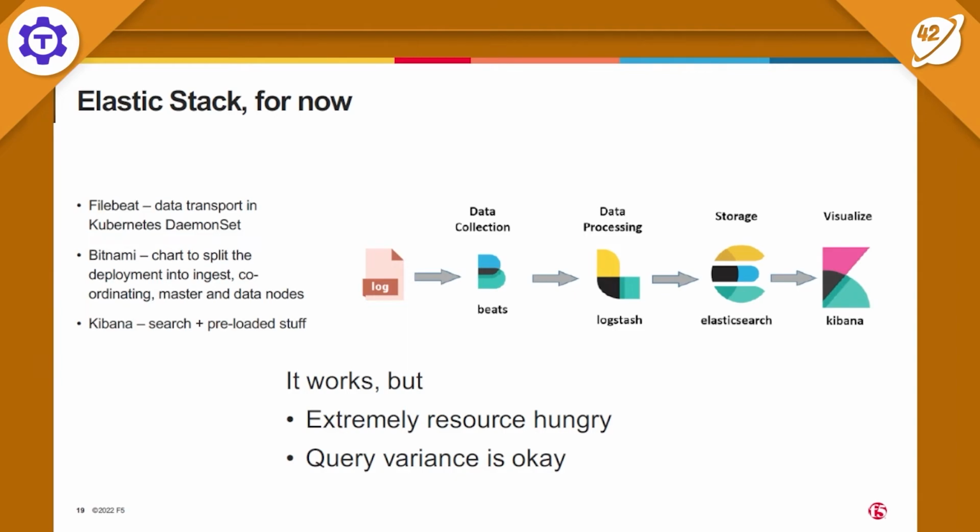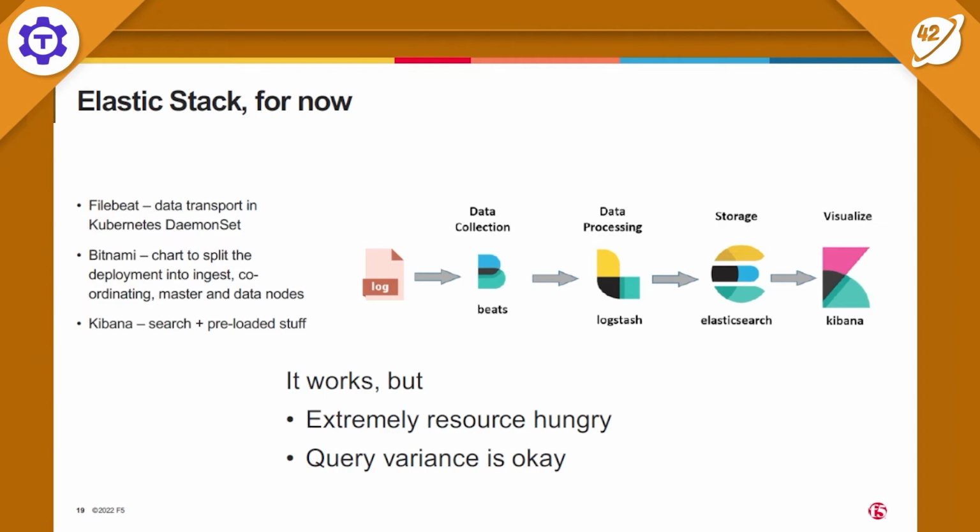So it's easy to put it into Kubernetes. It manages to put the right pieces where we need to have them go. And then we transmitted that from Beats into Elasticsearch and then visualized in Kibana. We used Bitnami as the chart to split that deployment. So we had an ingest engine, we had a coordinating engine, we had a master and data node aspects. The nice thing about Kibana was it let us do the search as well as a bunch of preloaded decisions that were made for us.